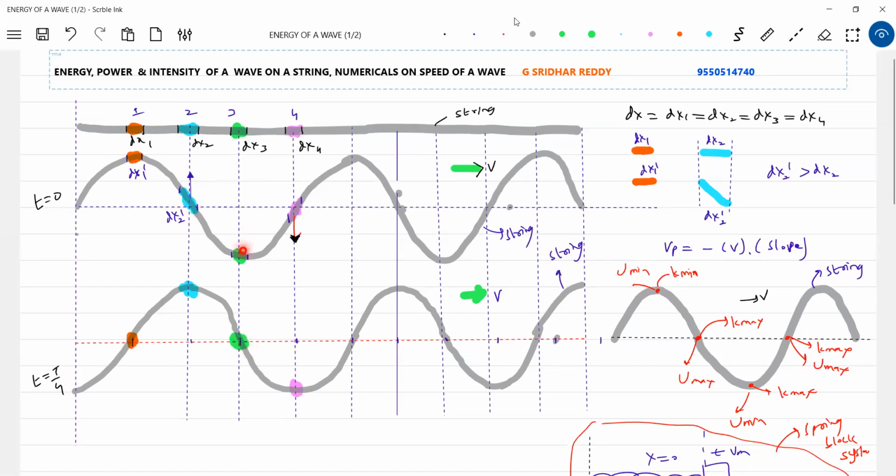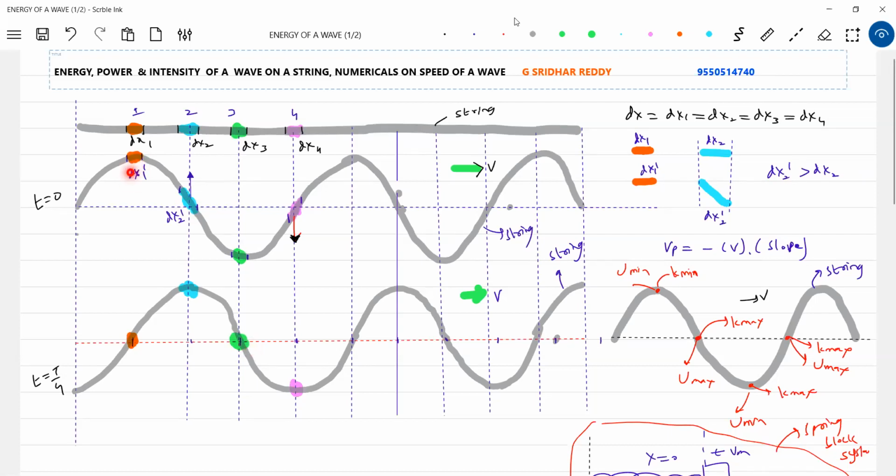So better you think like this: the energy will flow here. Sir, the energy will flow like this? No, it's not like that. The energy which is present here now will come to element 1. So element 1 is having maximum kinetic energy and maximum potential energy. What about element 2? Element 2 has zero potential and zero kinetic energy. So where has the energy of element 2 gone? Given to element 3.